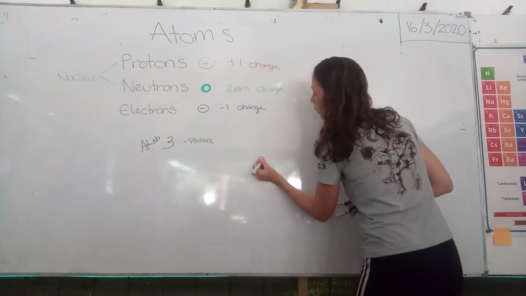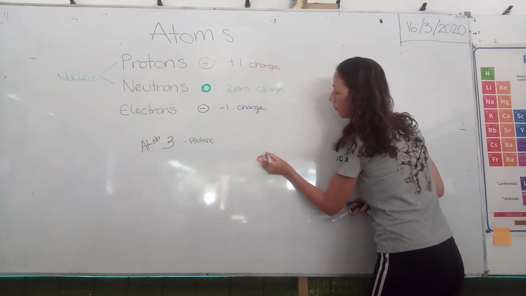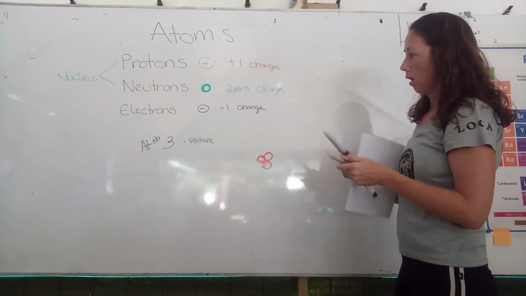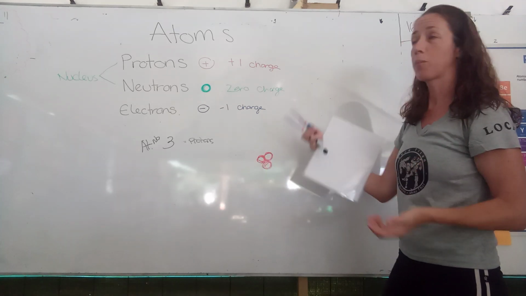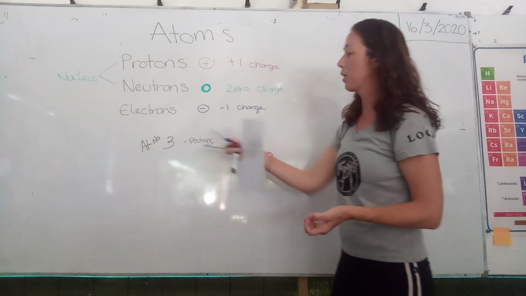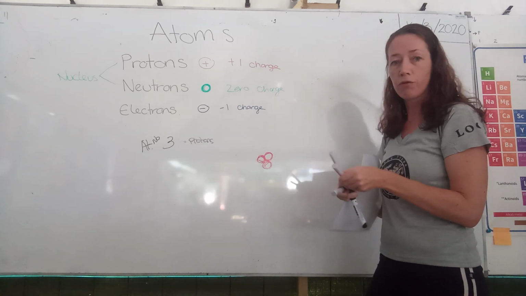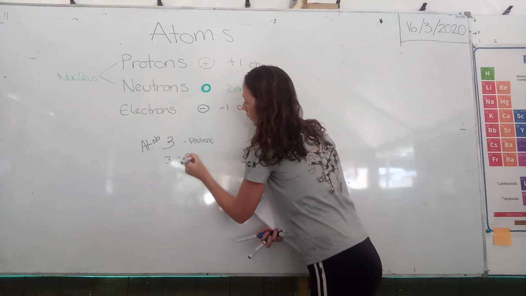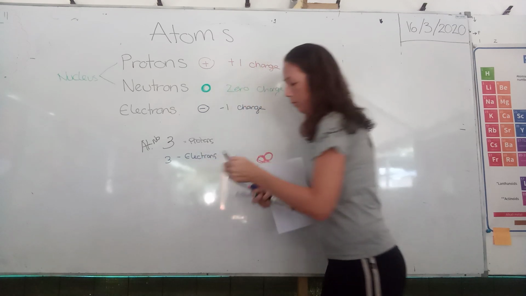Protons are positive, so we'll do 1, 2, 3 protons. Okay? Electrons. If it's a neutral atom, which this is, and you've got 3 protons, well then you know that you've got 3 electrons, okay? But we'll draw him in a minute.